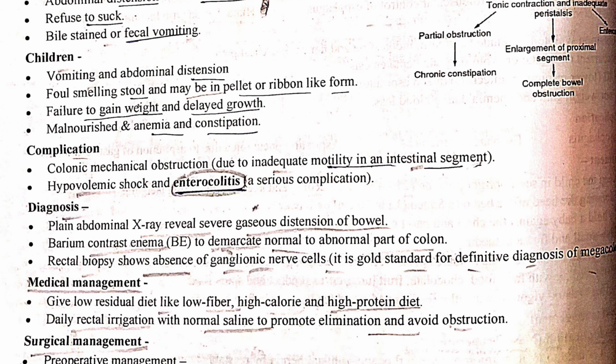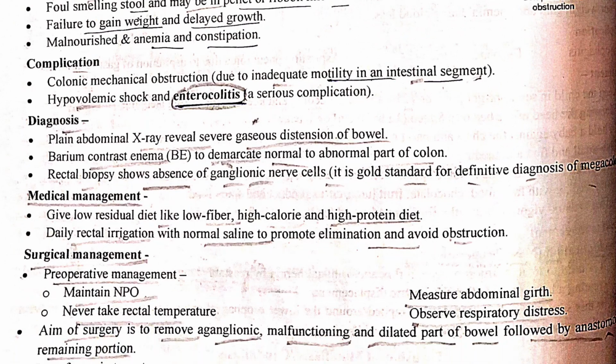Complications: colonic mechanical obstruction due to inadequate motility in an intestinal segment, hypovolemic shock, and enterocolitis, a serious complication. Diagnosis: plain abdominal X-ray reveals severe gaseous distension of the bowel. Barium contrast enema to demarcate the normal from the abnormal part of the colon. Rectal biopsy shows absence of ganglionic nerve cells. It is the gold standard for definitive diagnosis of megacolon.